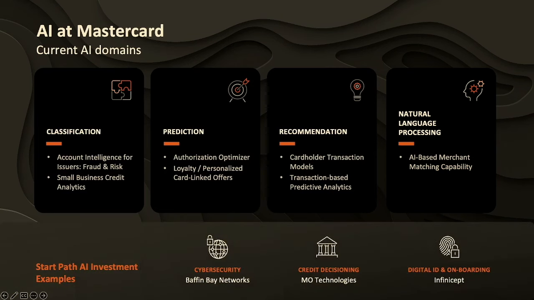And within Mastercard, we have classification where, amongst others, account intelligence for issuers, and fraud and risk detection using artificial intelligence. And we also use that in small business credit analytics. In the prediction area, we use AI to produce an authorization optimizer and determine loyalty and personalized card-linked offers.